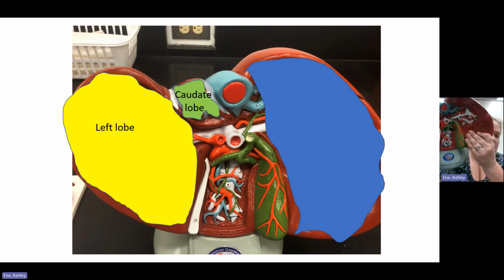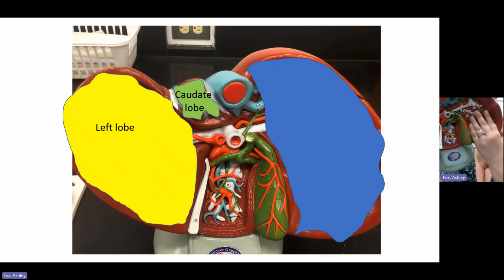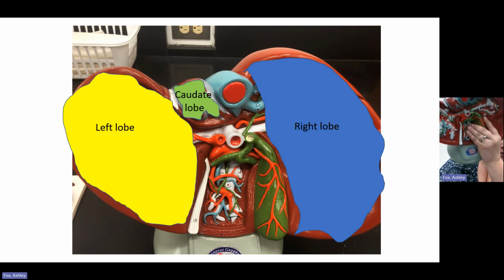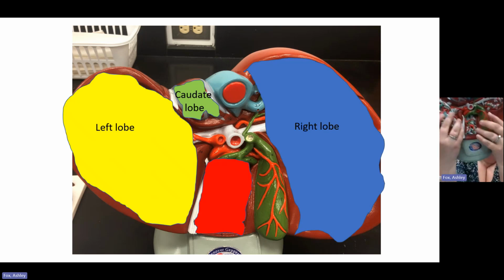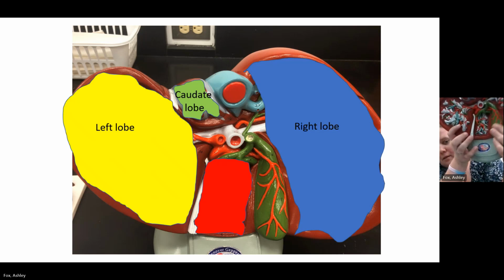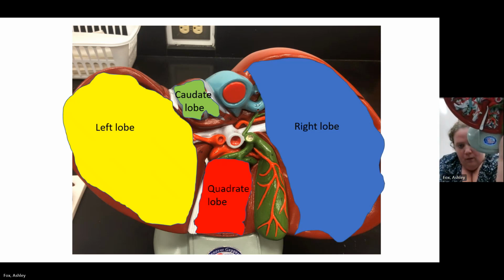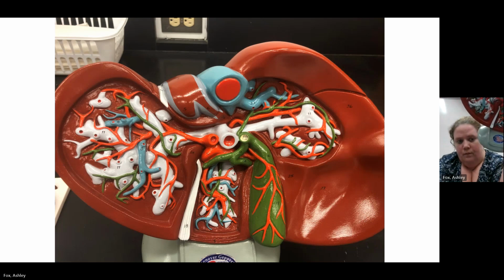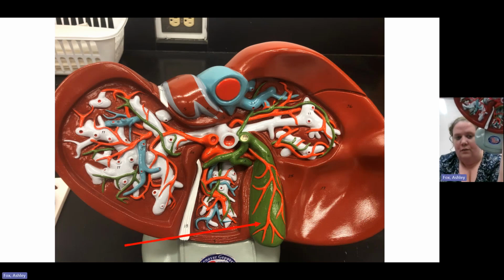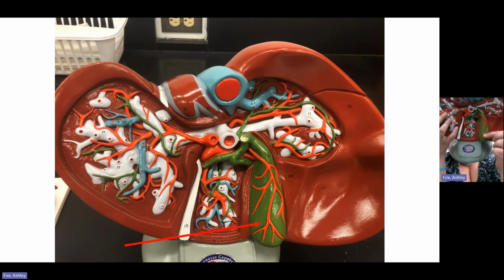This is again the gallbladder, and all of this is associated with the right side. So that's your right lobe. And between the falciform ligament and the gallbladder, this square section right here is your quadrate lobe. Same structures, just different models. This is still your gallbladder. You just see some blood vessels on top.